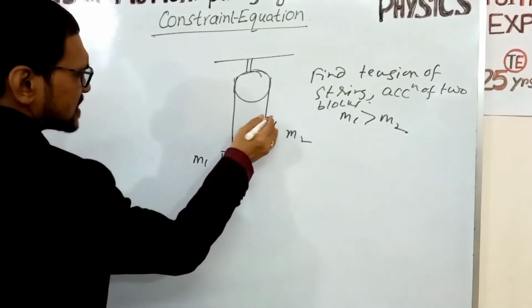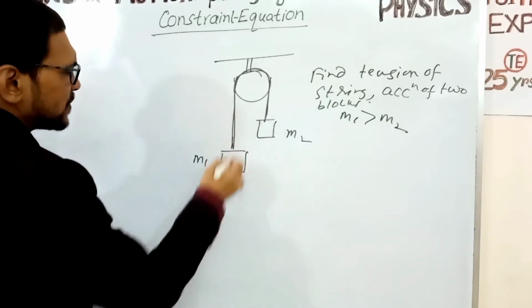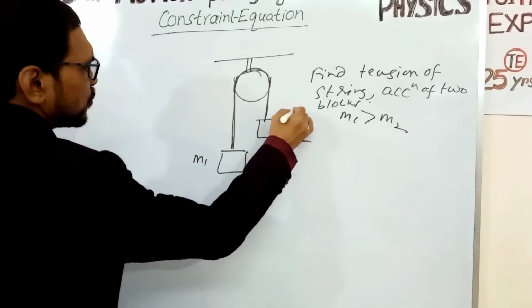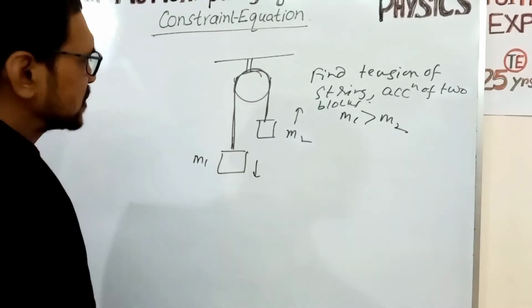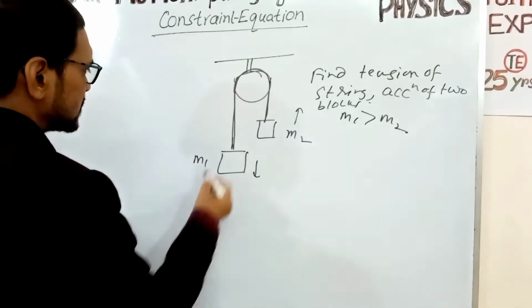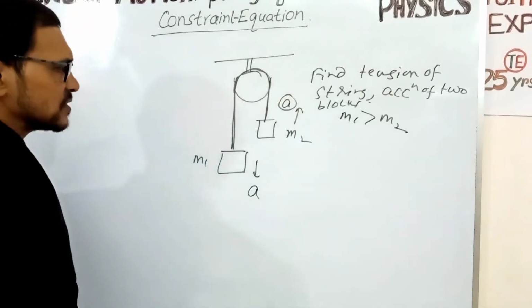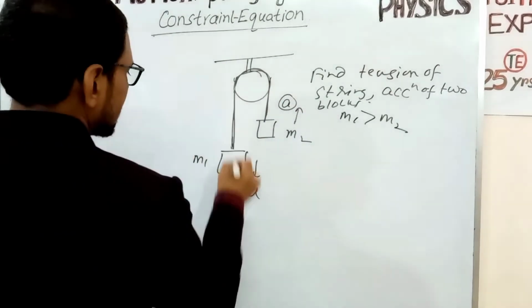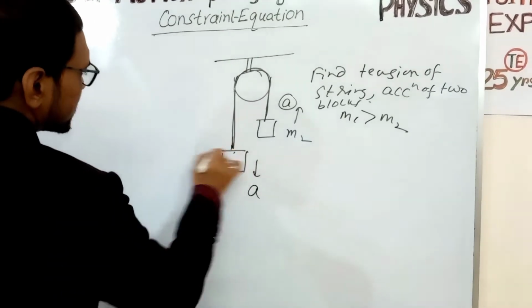Here the string is one, same string. So if the string is the same, then the acceleration of both blocks will be the same. This is a simple concept because the string is the same. If one block moves downward with acceleration a, then the other block moves upward with acceleration a. To find the tension and acceleration of the system, we can draw the free body diagram.